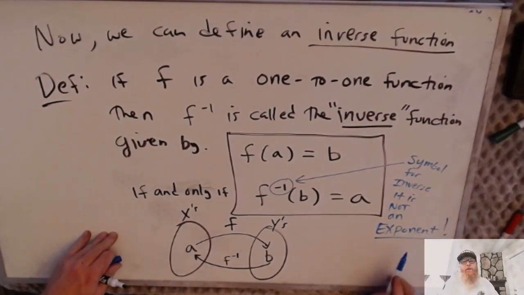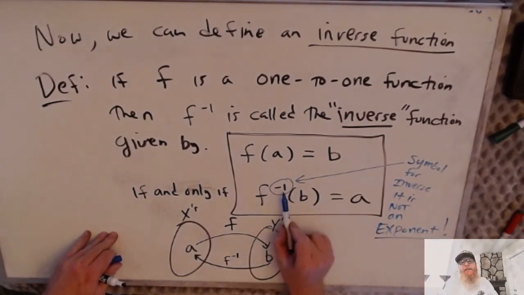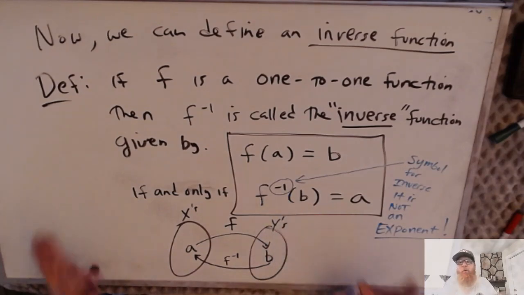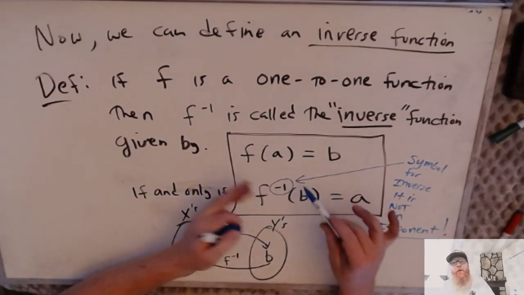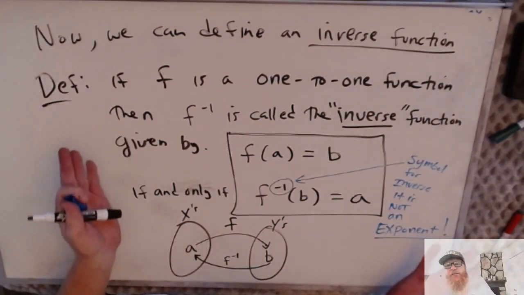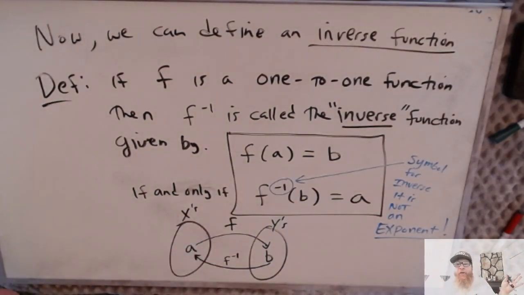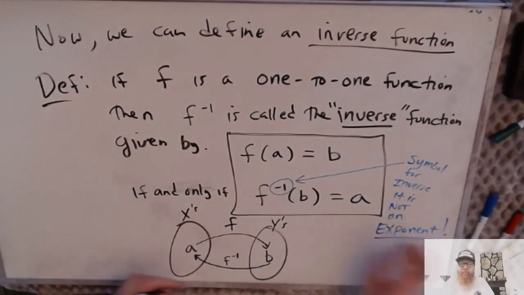That's very important that you don't accidentally think this means f to the -1 power. Unfortunately, it looks like an exponent simply because we don't have anywhere else to put it. So we put it there for lack of a better place to put it. So there it is. There's your inverse function.